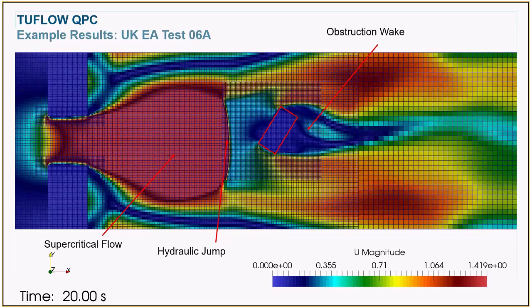The TUFLOW Quadtree scheme seems to reproduce the hydraulic jumps quite well, and we don't see any edge effects where the mesh resolution changes. There's minimal reflection as the mesh changes from coarse to fine and vice versa.